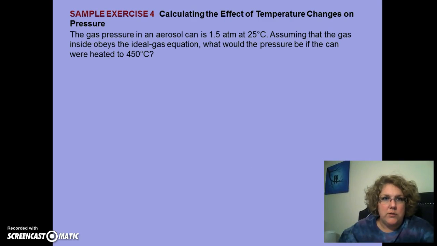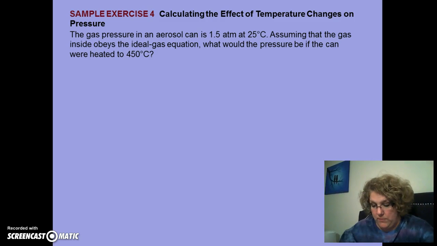All right, here's another one. We have a gas at a pressure of 1.5 atm. The temperature is 25, that is about room temperature. Assuming that the gas obeys the ideal gas equation, PV = nRT, what would the pressure be if the can was heated to 450? Okay, what law do we need here? We've got a P and a T, and then we've got a new T. And we're just trying to figure out P.